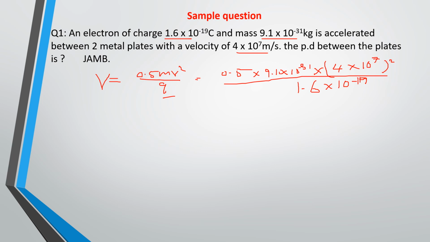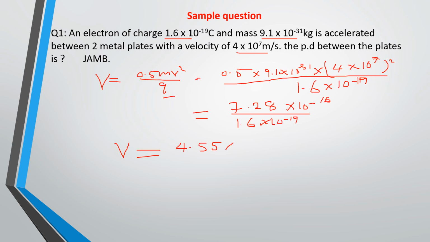Okay, so if you work this out, you will have 7.28 times 10 raised to the power minus 16 all over 1.6 times 10 raised to the power minus 19. Okay, so by the time you work all this out, you have that the PD will be equals to 4.55 times 10 raised to the power 3 volts.